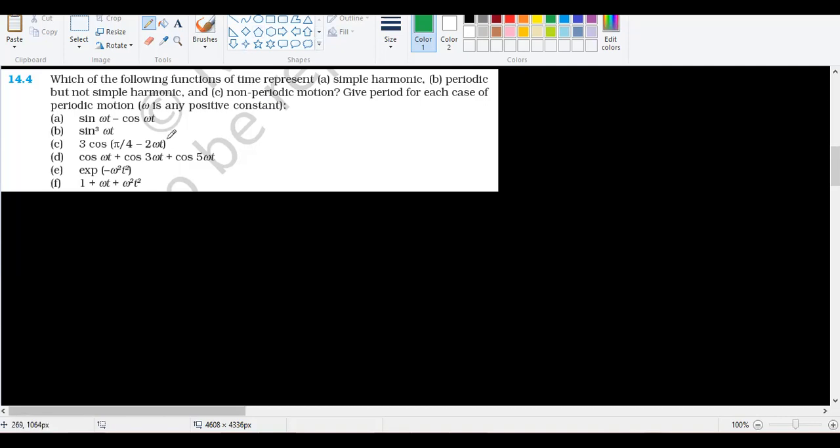So what do you think? Sin omega t, cos omega t. So we said y is equal to a sin omega t, right? So it can be a combination of sine and cos also. So this is more like a mathematical question. Omega is there, sine and cos is there. So I think this will be periodic. They are asking you to find the period, which is time period. So time period T is equal to 2 pi by omega.